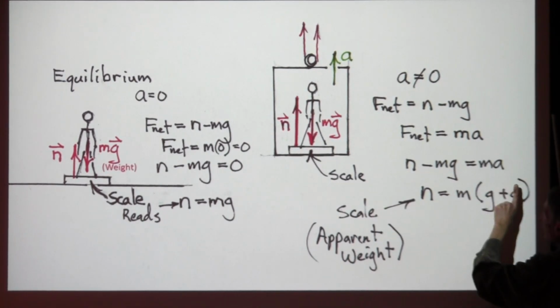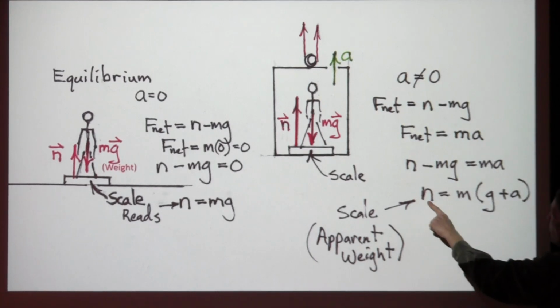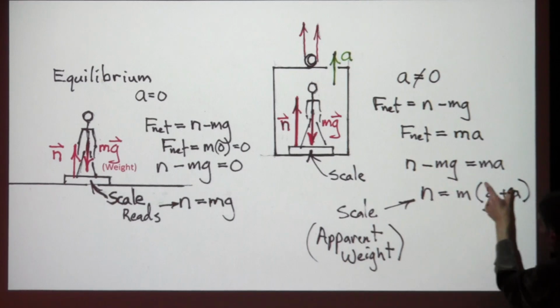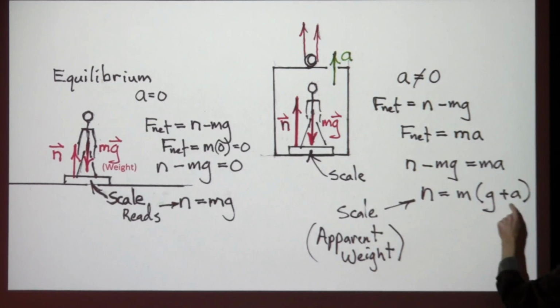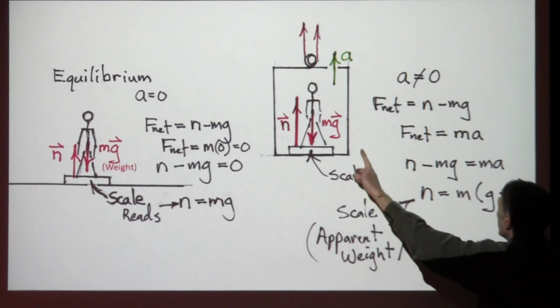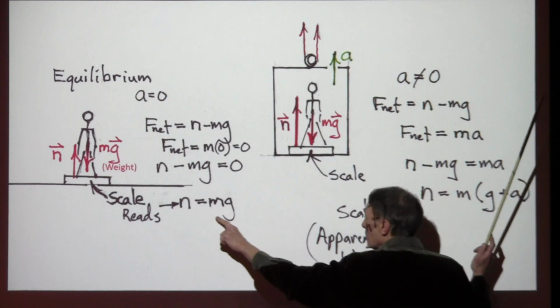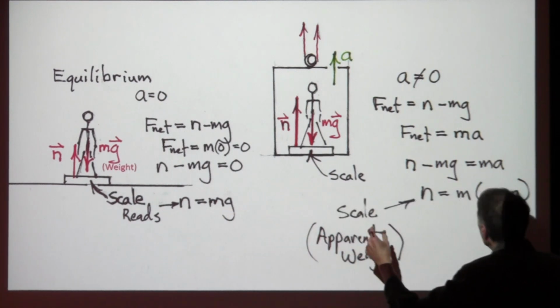Depending on what the acceleration is, the normal force, when we solve for that, I've got ma, I'll take mg over to the other side, so we end up just adding them, mg plus a. So the normal force, if you're accelerating upward, is going to be more than the normal force was when you're just standing on the scale.